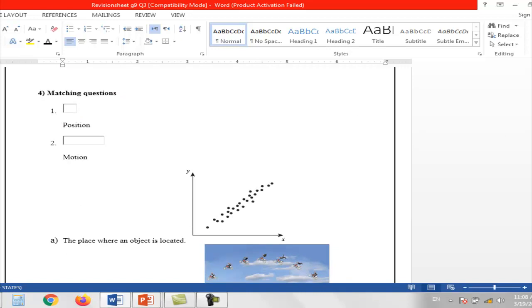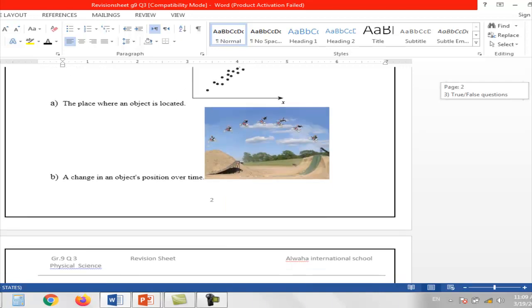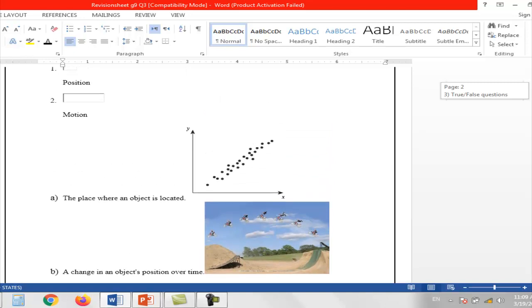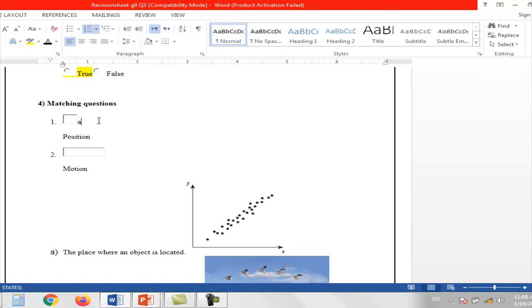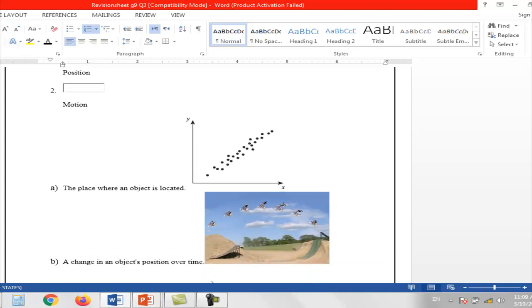Okay. Here, number 1, position. The place where an object is located, or a change in an object's position over time. Which one? Yeah, A. Number 1, it will be A. Number 2, motion. Change in an object's position over time. Excellent.